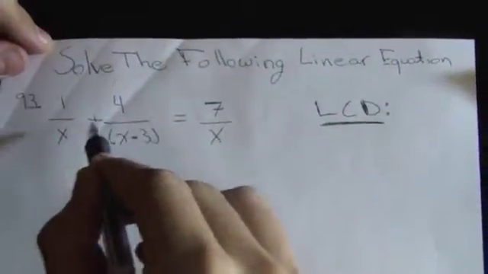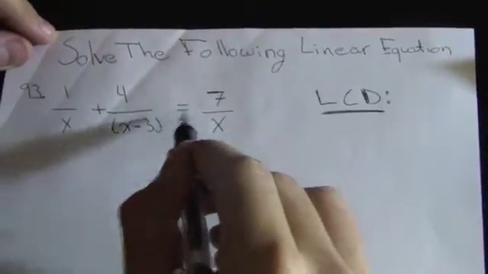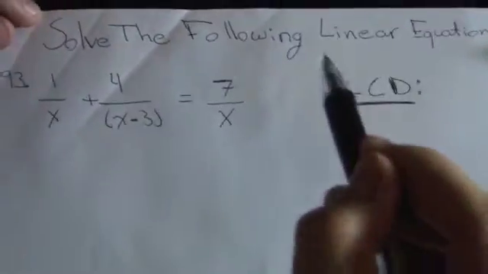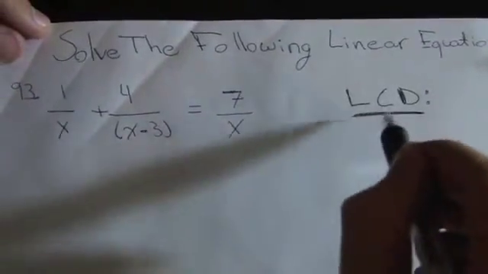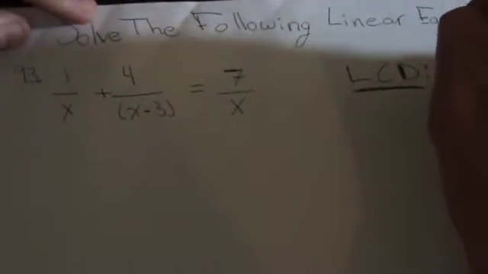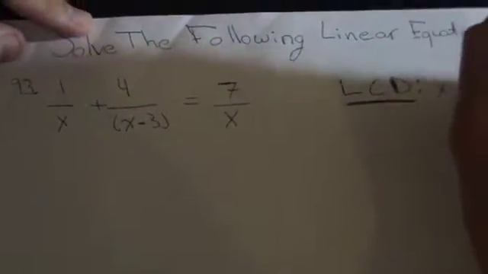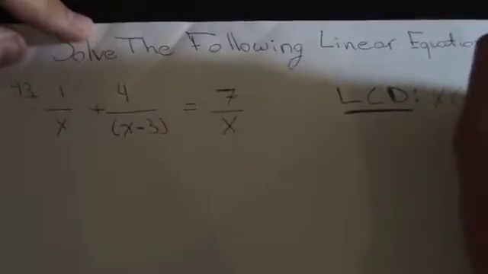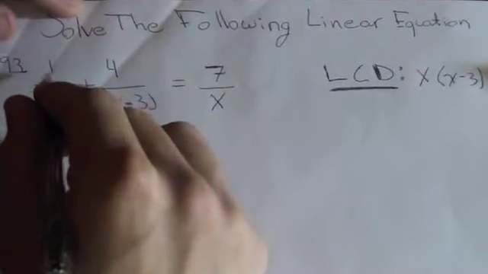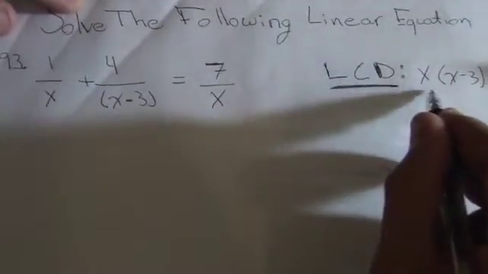So right here we have to solve the following linear equation, which is 1 over x plus 4 over x minus 3 equals 7 over x. The first step is to find the least common denominator, which would be x times x minus 3. And we have to multiply this to make it match the least common denominator.